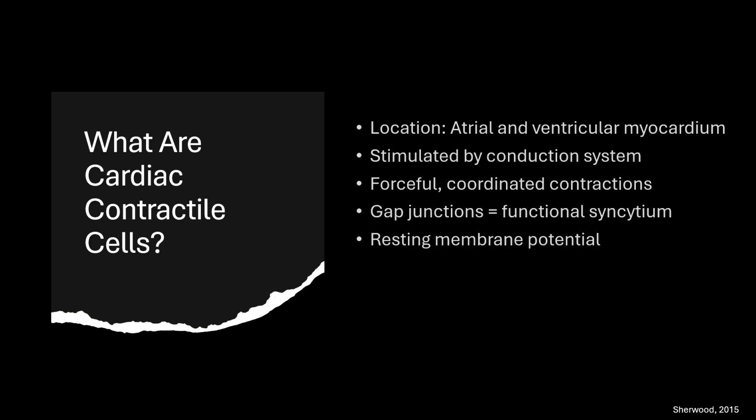Cardiac contractile cells make up most of the atrial and ventricular walls. Unlike pacemaker cells, they do not depolarize spontaneously. Instead, they rely on the conduction pathway to trigger activation. Gap junctions electrically connect the neighboring cells, which allow the heart to contract as a single coordinated unit known as the syncytium. The cells can maintain a stable resting membrane potential near -90 millivolts until stimulated, which is important for reliability and powerful contraction.